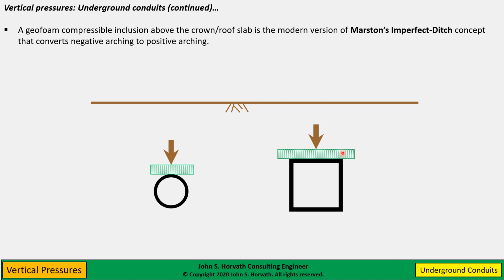The reason they need to do that is that normal EPS block is a terrible choice for this application. As I showed you previously, under the relatively low stresses that we're talking about, you'd have to use regular EPS block maybe 5 to 10 times thicker than if you would use resilient EPS block. So this is just a modern version of Marston's classical imperfect ditch concept. Back in Marston's day, people did things like placing loose soil or a bale of hay or straw, something like that, above the crown or roof slab.